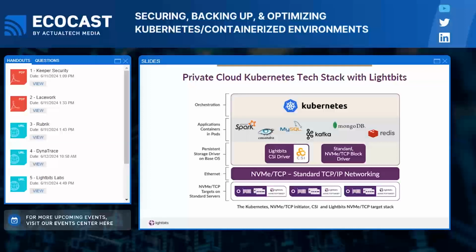This is the tech stack. So you've got orchestration by Kubernetes, you've got all your applications in pods running using the CSI driver, which is creating volumes on the Lightbits storage and connecting to them via NVMe over TCP using standard TCP/IP Ethernet networking. So you can effectively use your current built-in infrastructure, but get extremely high performance that you might think you'd need to buy purpose-built infrastructure for. And that already saves you money.